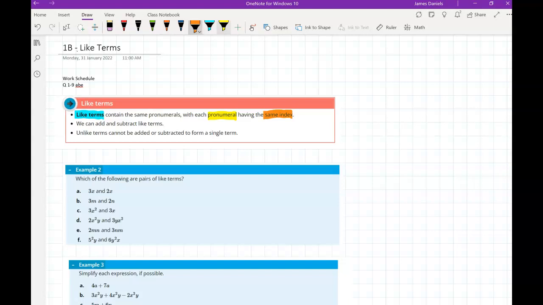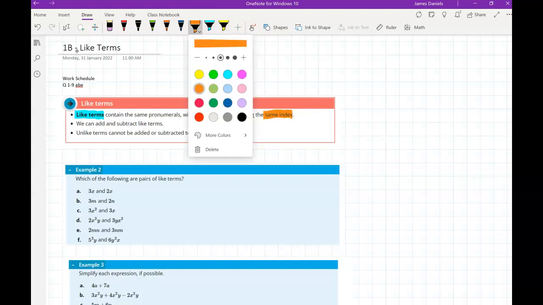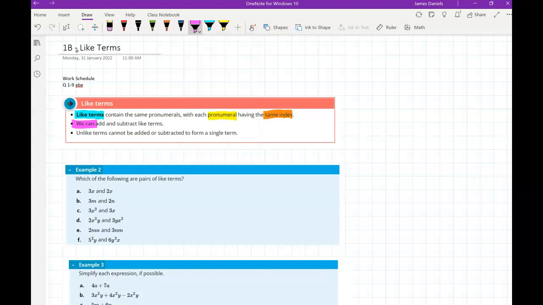The rule that we need to always follow is that we can add and subtract like terms. If they're like, we can add and subtract them. Unlike terms cannot be added or subtracted to form a single term. So we can't calculate them if they're unlike. Let's have a look at the examples.